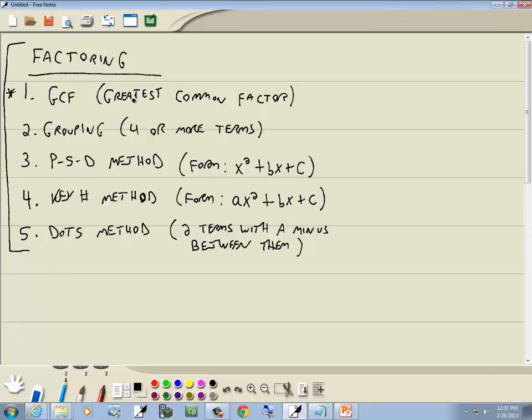First one is GCF, and I put an asterisk by it. You always try to do this one. This is the greatest common factor. Second one is grouping, and this is when you have 4 or more terms.